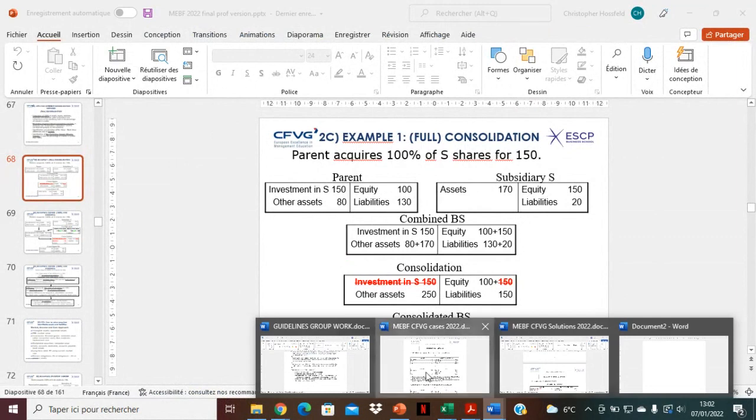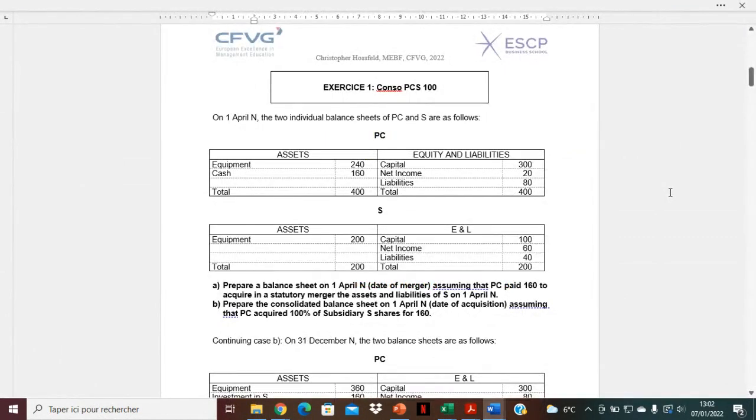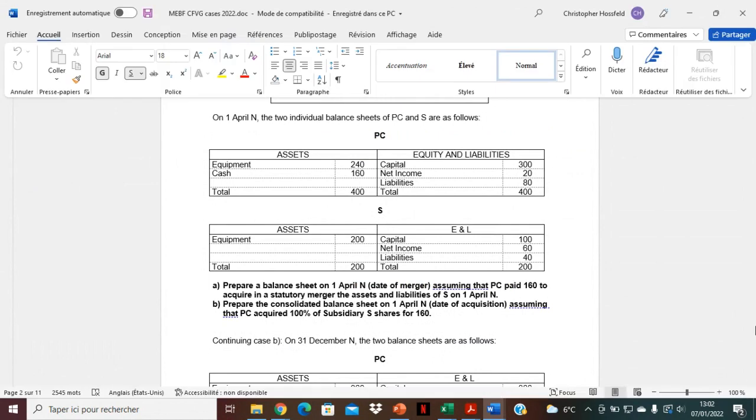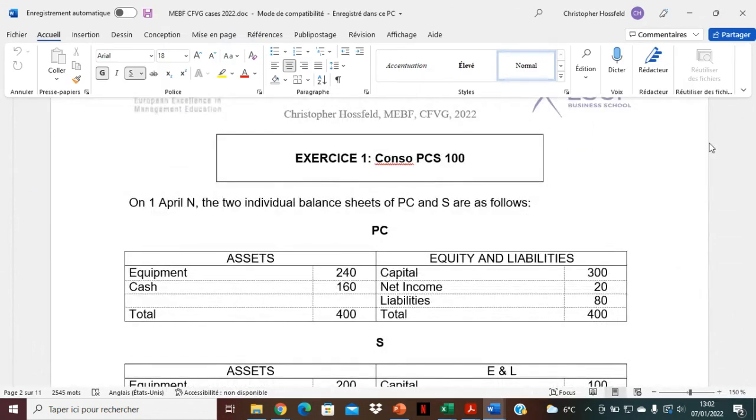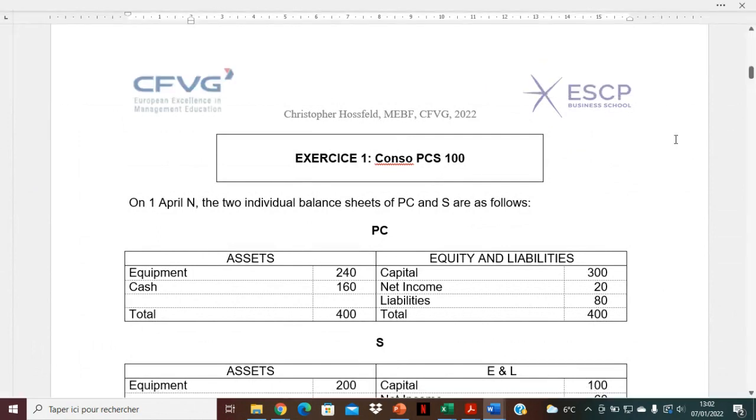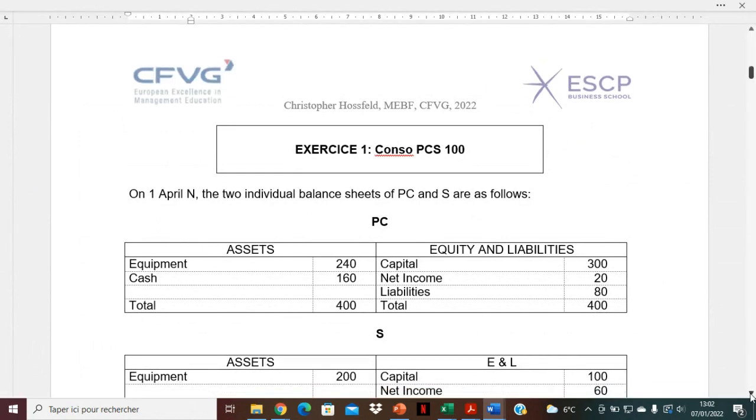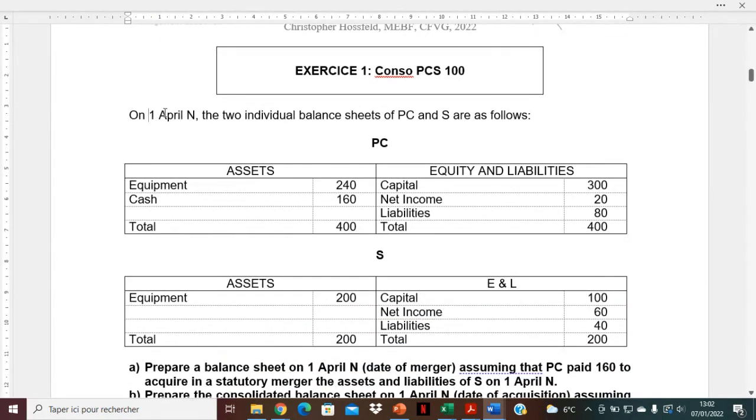Okay. So let's have a look at the exercise number 1 for that matter. Let me make this a little bit bigger. Here we go. Exercise number 1. Okay, so here on April 1st, that's the acquisition date, April 1st of N, we have the two individual balance sheets of PC, the parent company, with different assets and liabilities, and of the subsidiary S with some assets and liabilities. Here we have the balance sheet of PC before the acquisition. That's why we still have a big cash position. We did not yet invest in the company.